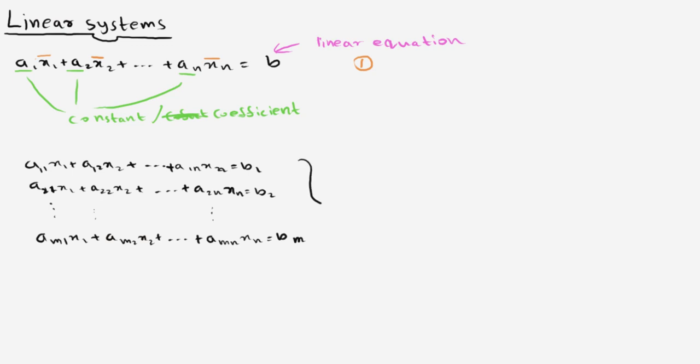Okay, so now we have m linear equations. Now this can be considered as a linear system because it's a multiple of linear equations. So now it becomes a linear system. In such a case, we can represent this linear system in a matrix.